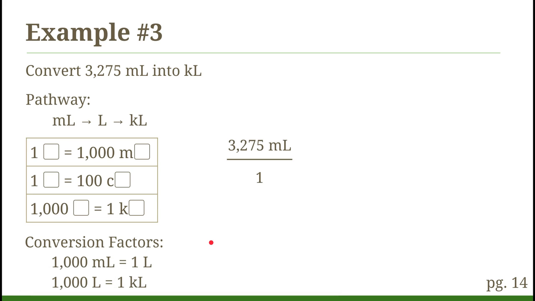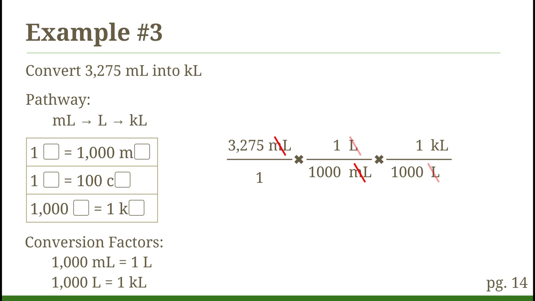Then we'll write our number over 1. We'll copy milliliters onto the bottom of the fraction and liters on the top. We'll fill in the numbers that correspond with those units, and then repeat the process copying liters down to the bottom and kiloliters onto the top. Once we put the numbers that correspond with them, we can cancel out milliliters because there's 1 on the top and 1 on the bottom, and cancel out liters because there's 1 on the top and 1 on the bottom.